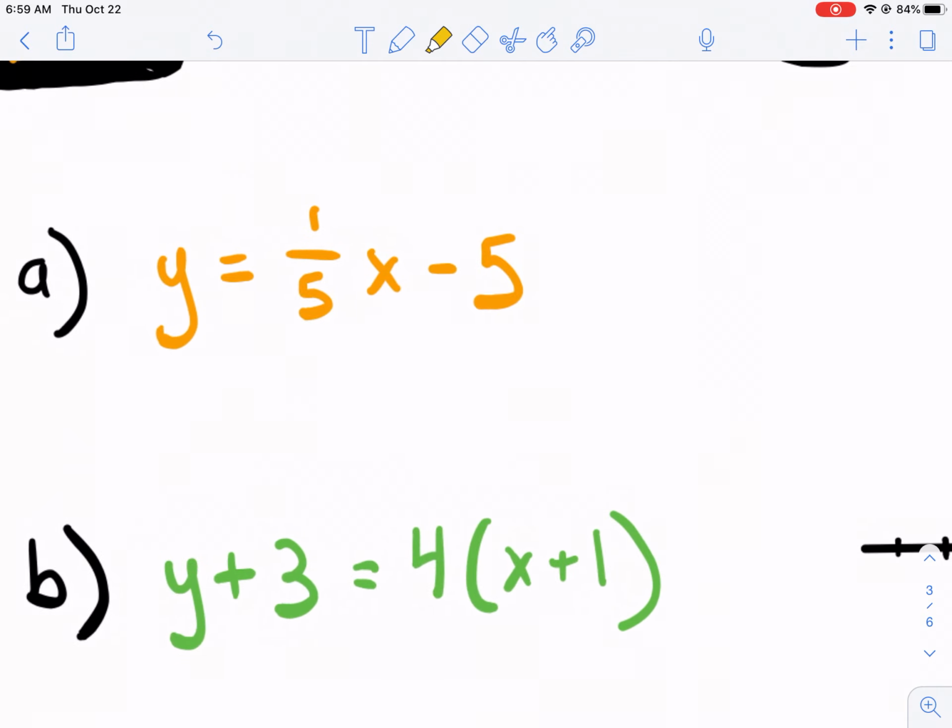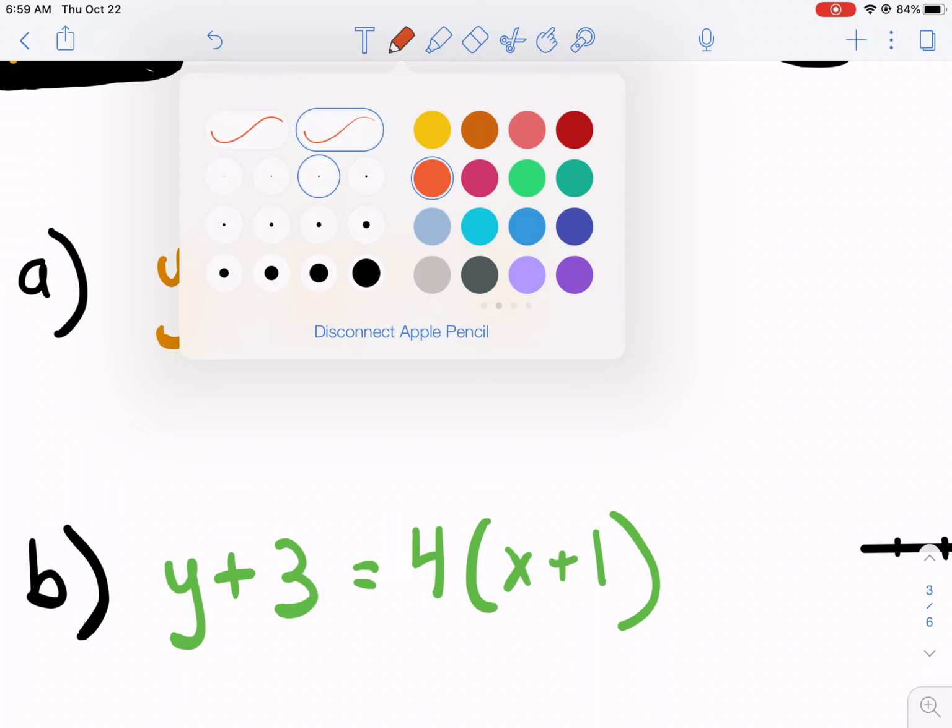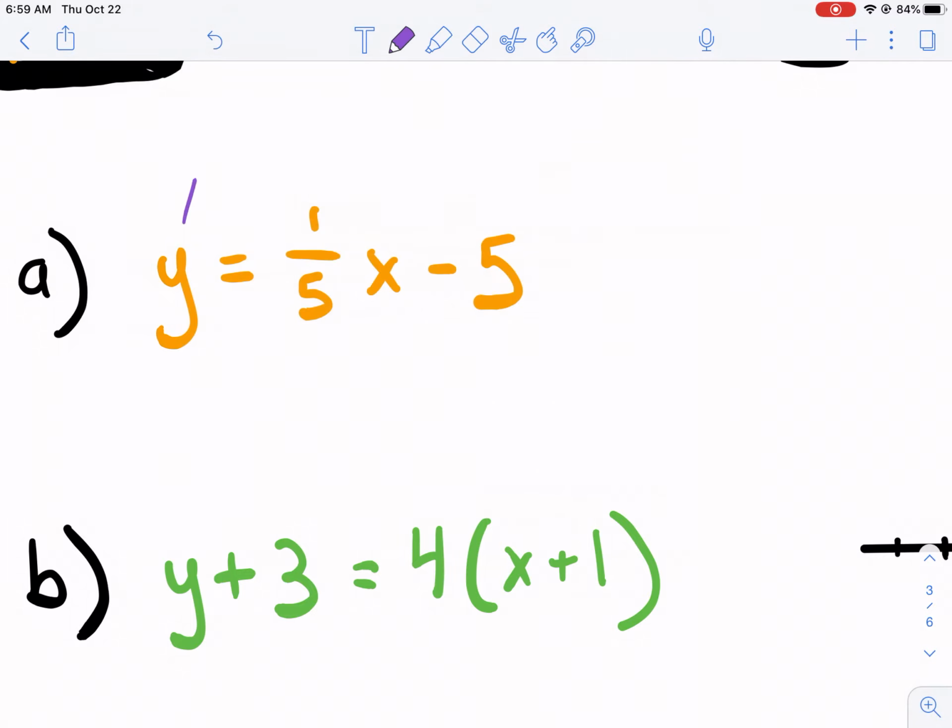First, this one is in slope-intercept form. How do I know? Because the y is by itself. So let me get the purple. So we have y by itself, and this is slope-intercept. Okay, so for slope-intercept, I have to identify my y-intercept. In this case, it's -5.